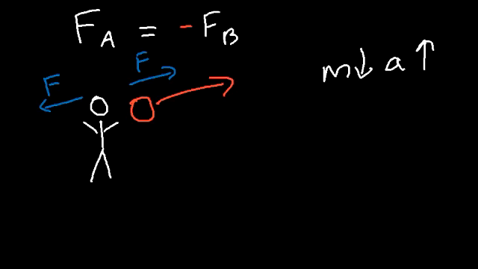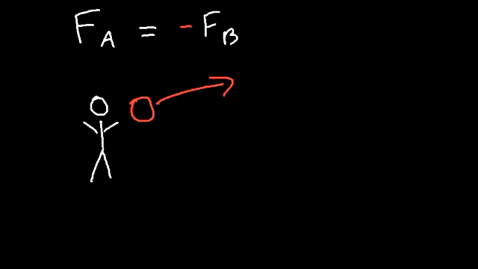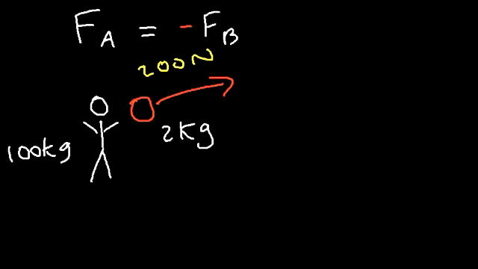So let's put numbers to this so you can see how it works. So let's say the ball has a mass of 2 kilograms and the person has a mass of 80 kilograms. Actually, let's say 100. 100 is a nice number. Now, let's say that the person applies a force of 200 newtons on a ball. The person is going to feel a reaction force of 200 newtons in the opposite direction.